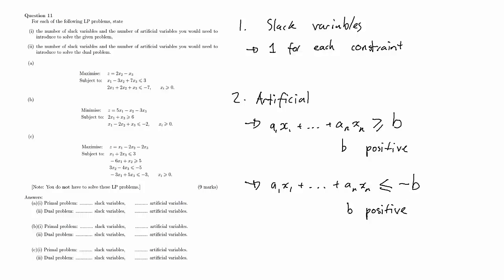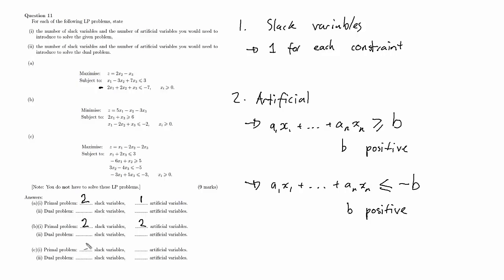So, to answer this problem for the primal problem, we just have to look at what's on the screen. For part A, we have 2 constraints, and so we have 2 slack variables. We have 1 constraint, the second one here, which is of the second form included in the artificial variables part. And so we're going to include 1 artificial variable. For part B, we have 2 constraints, and hence we have 2 slack variables. And both of our constraints are of one of the 2 forms shown here. And so we introduce 2 artificial variables to this problem.